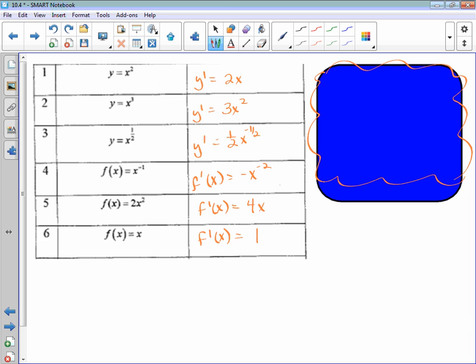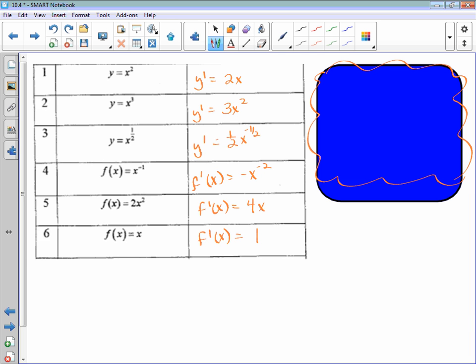Plug 0 in. You see how I did the wrong one? Where did my 0 go? Oh, these ones. You see over there? So it's the shortcut for doing it.